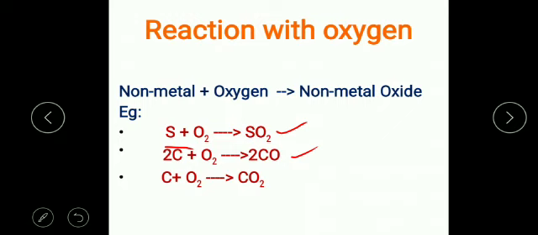So carbon reacted with oxygen forms two types of oxides. The first one is carbon monoxide, and the second one is when carbon reacts with oxygen to form carbon dioxide. So here are the two oxides of carbon: carbon monoxide and carbon dioxide. And the non-metal oxides are acidic in nature, or sometimes they are neutral.